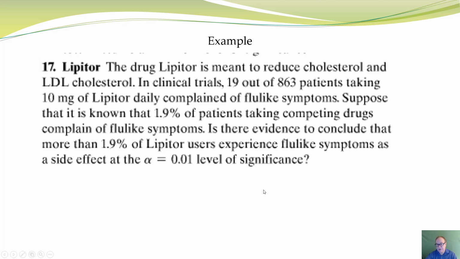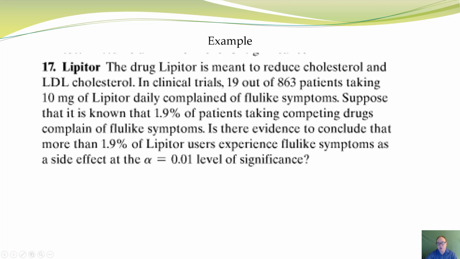Now let's look at some examples. Okay, I cut this out of your ebook so it's a little blurry. Lipitor. The drug Lipitor is meant to reduce the cholesterol and LDL cholesterol. In clinical trials, 19 out of 863 patients taking 10 milligrams of Lipitor daily complained of flu-like symptoms. Suppose that it is known that 1.9% of patients taking competing drugs complain of flu-like symptoms. Is there evidence to conclude that more than 1.9% of Lipitor users experience flu-like symptoms as a side effect at the alpha equals 0.01 level of significance?